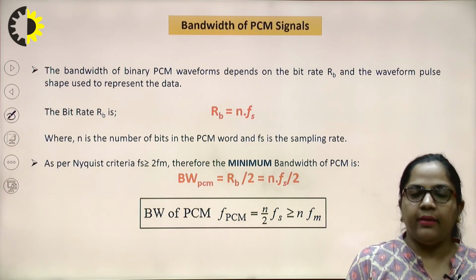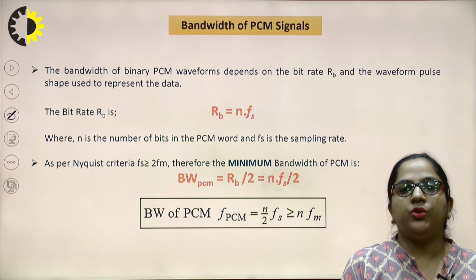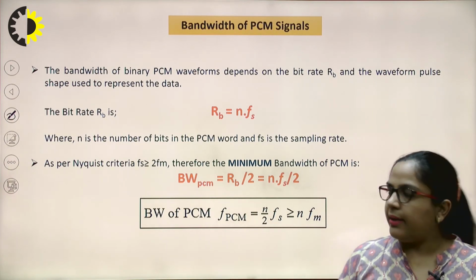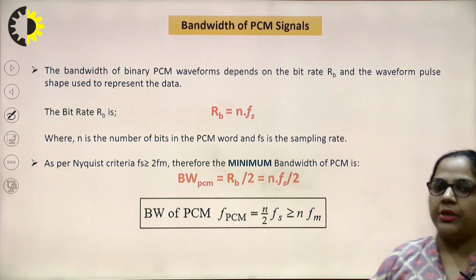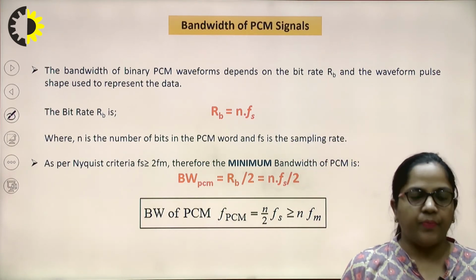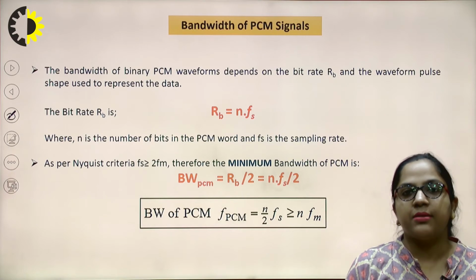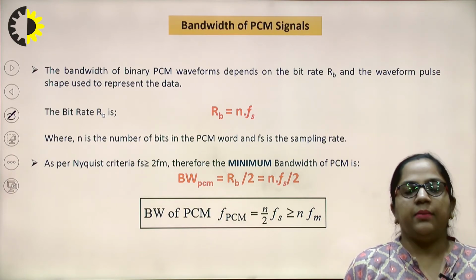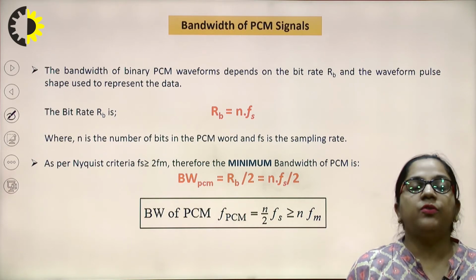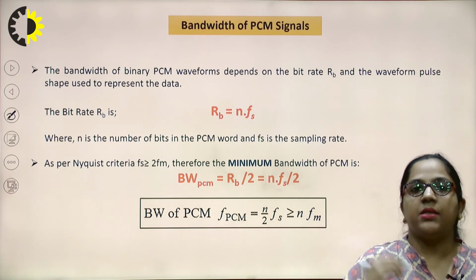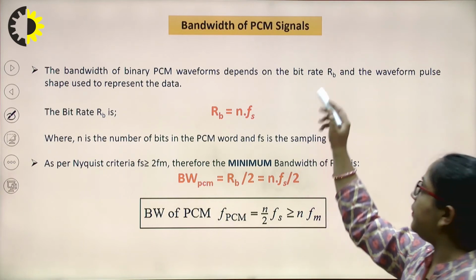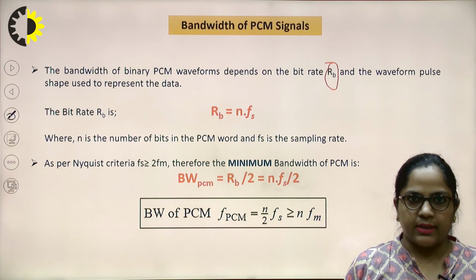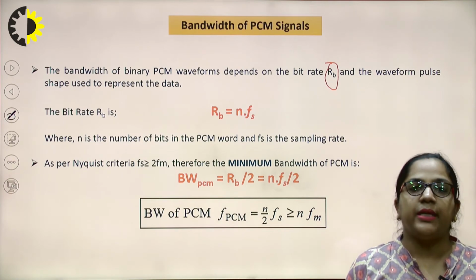Whether we want to opt for uniform or non-uniform quantization depends upon the application. Next, we have the calculation of bandwidth for PCM signals: how much bandwidth is required for the transmission of a pulse code modulated signal. As PCM is a non-linear process, the bandwidth of a binary PCM waveform depends upon the bit rate, which we indicate with the symbol R_B, and the waveform pulse shape used to represent the data.